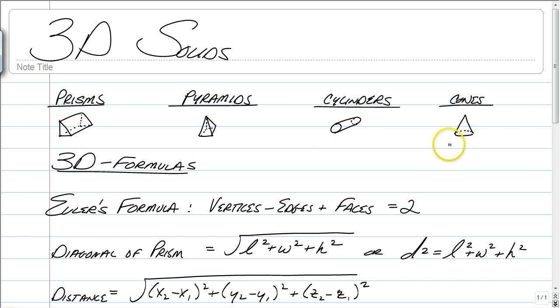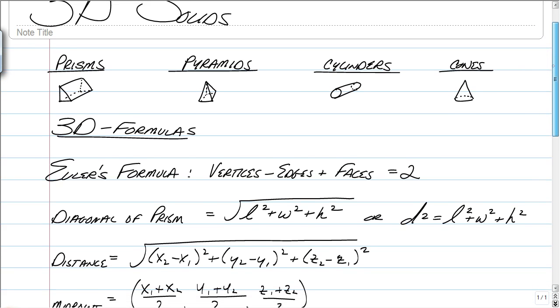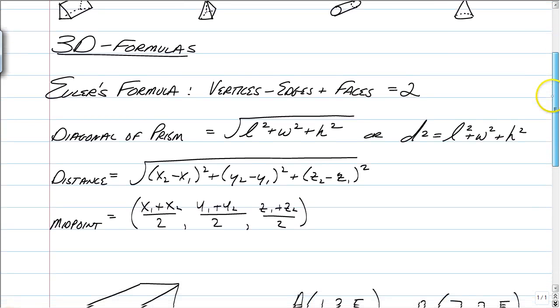Now our cylinders and cones are going to have circles for bases, but our prisms and pyramids are going to have different shaped polygons for our bases. And this is just an intro to three-dimensional figures. So we're just going to spend a little time talking about the different parts of 3D solids and stuff like that. Euler's formula is always going to work with the 3D solid.